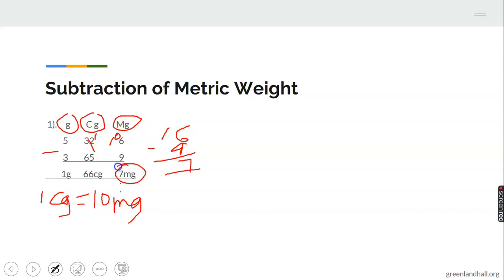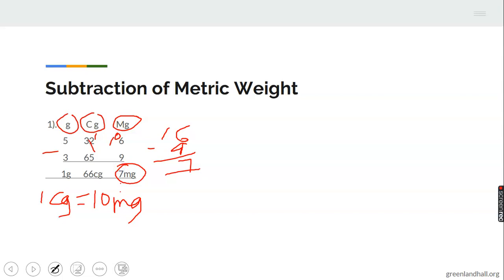Can you see the 7 milligram? We borrowed 1, but when we borrowed the 1, it becomes 10. So 10 plus 6 is 16. 16 take away 9. That's 7. Remember, this one is 31 now. 31 centigram. Now we have 31 minus 65 centigram. Is that possible? No way. Because 31 is smaller than 65.